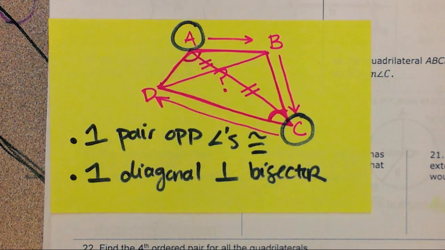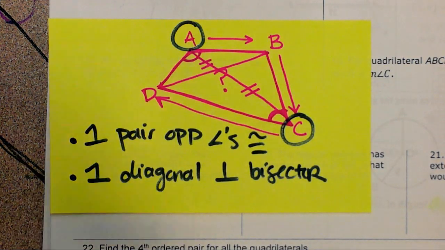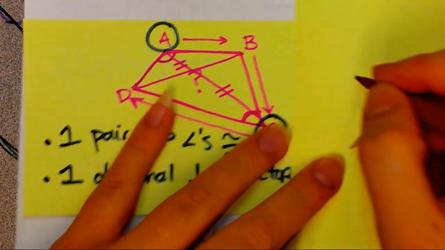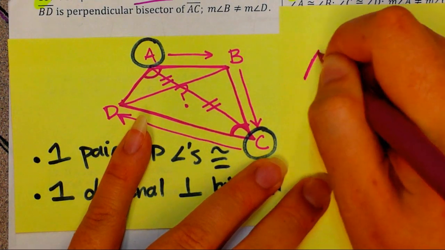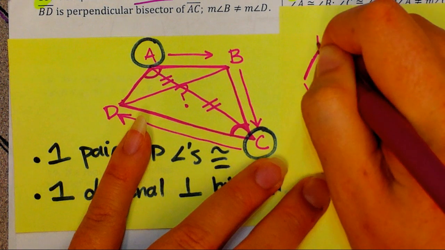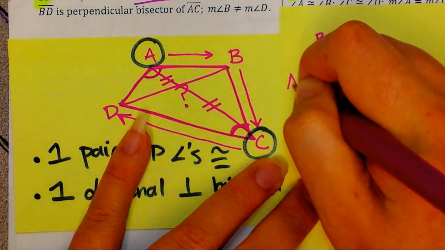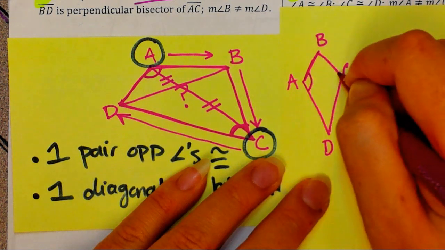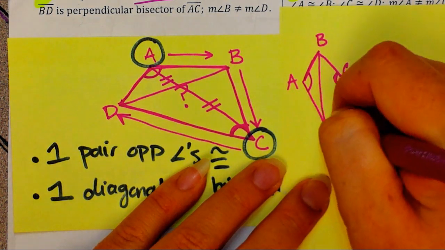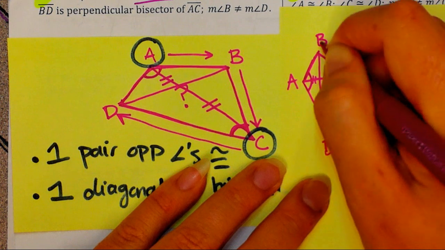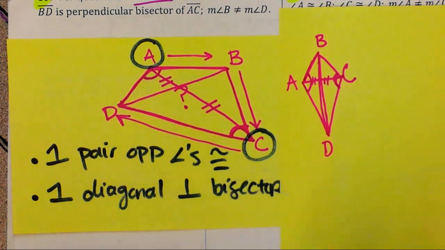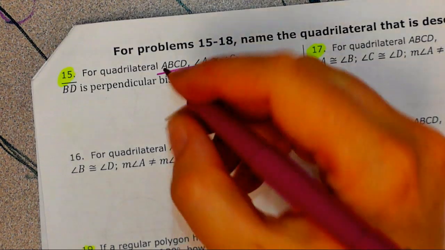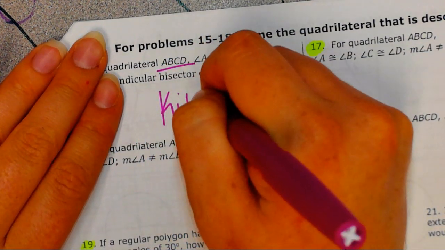So if I were to draw this picture correctly and adjust my drawing, B and D would be on these ends, A and C would be here, these are congruent, and this is my perpendicular bisector for the other. Okay. So this shape is a kite.